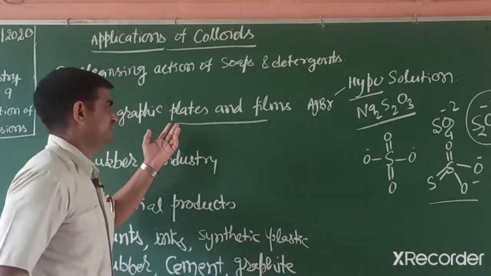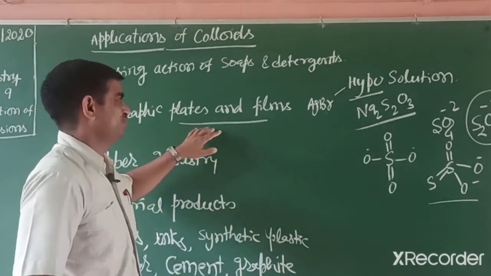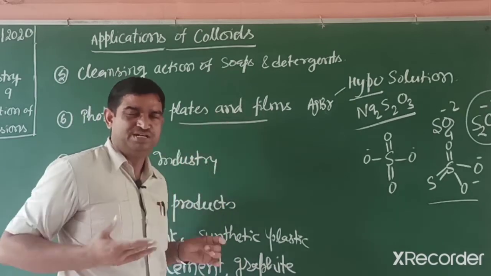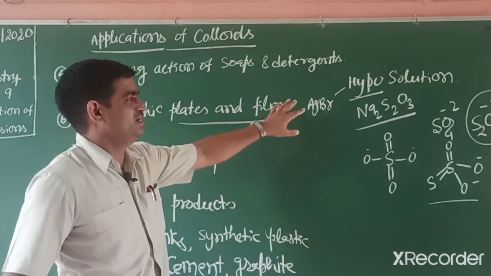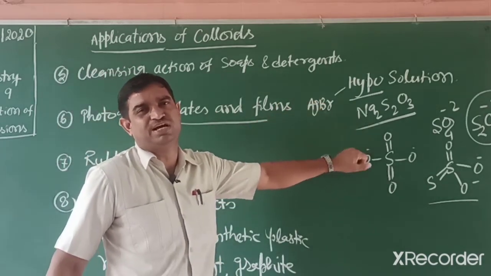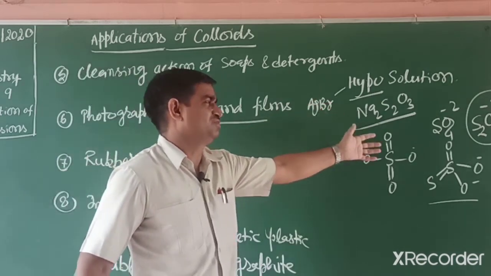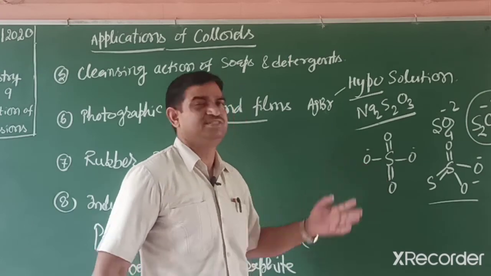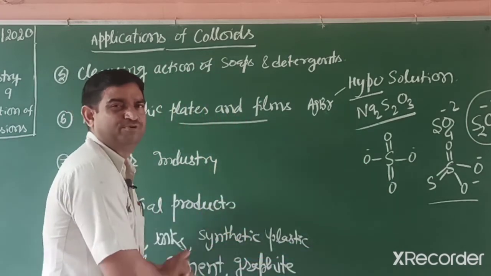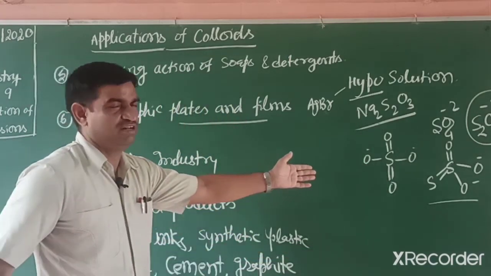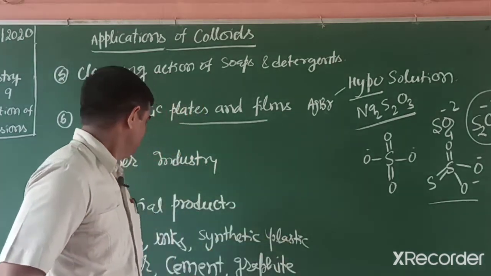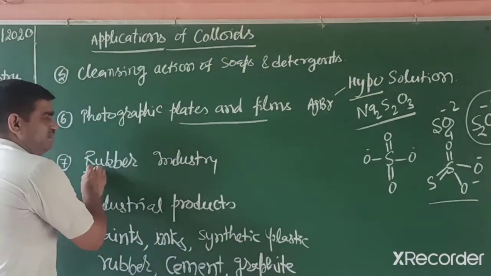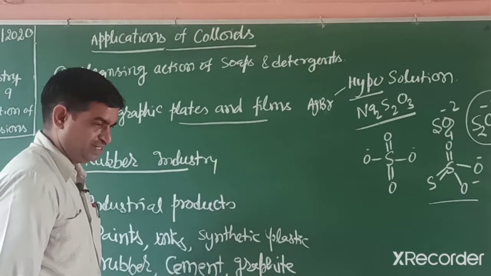So in the photographic industry and films, we also use a colloidal sol, and the unreacted molecule we can remove by hypo solution, that is sodium thiosulfate. And this thiosulfate we will study in the p block elements in detail, how its shape or size is. This sulfate is an oxoacid. Another main application is in the rubber industry.